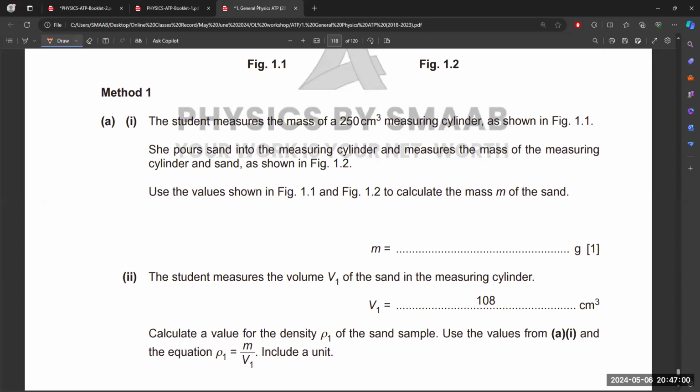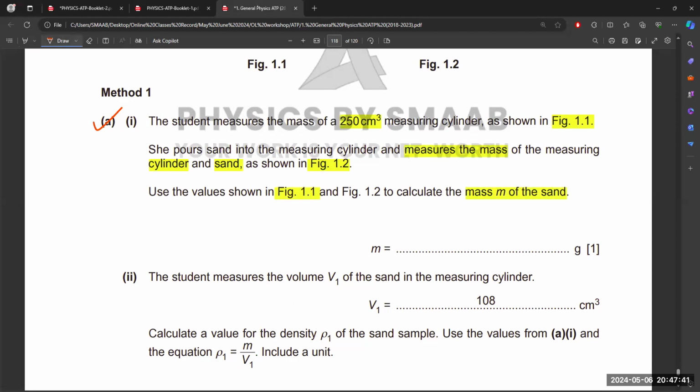So basically in method one, it is mentioned the student measures the mass of a 250 centimeter cube measuring cylinder as shown in figure 1.1. So basically the first measuring cylinder is of 250 centimeter cube volume. So this is the value of the volume, right, given for the measuring cylinder. She pours sand into the measuring cylinder and measures the mass of the measuring cylinder and sand as shown in figure 1.2, and uses values shown in figure 1.1 and 1.2 to calculate the mass of the sand.